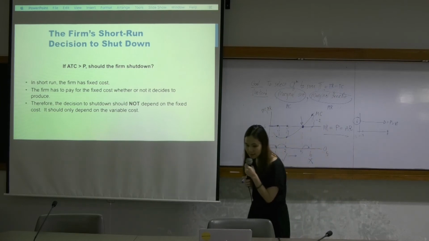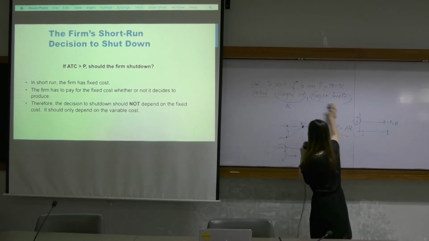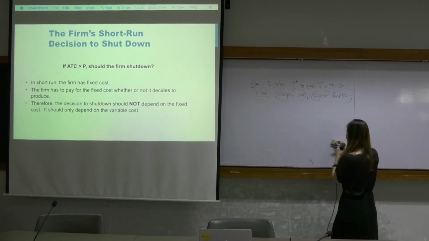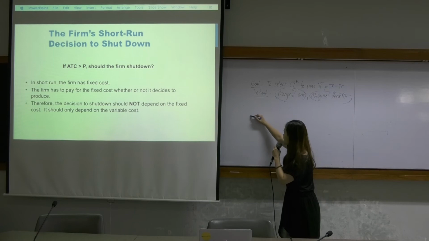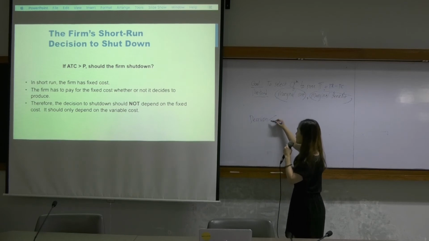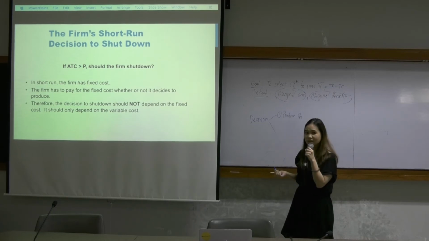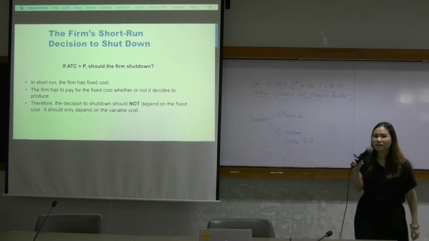So keep in mind that the firm will make every single decision to maximize profit. And therefore, this is the question to be made. Your decision is, you have two choices. Number one, produce Q0. And number two, you shut down. What it means to shut down is you produce Q equal to 0, so not producing anything at all.